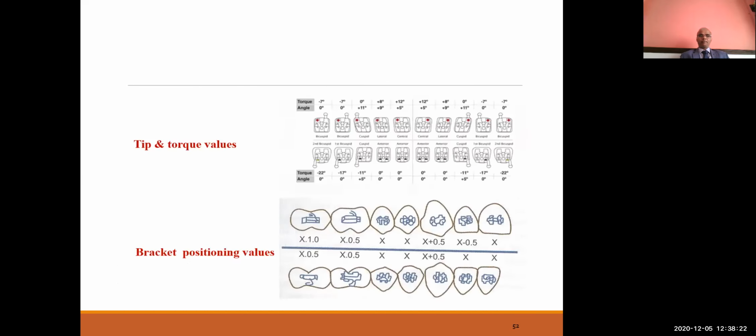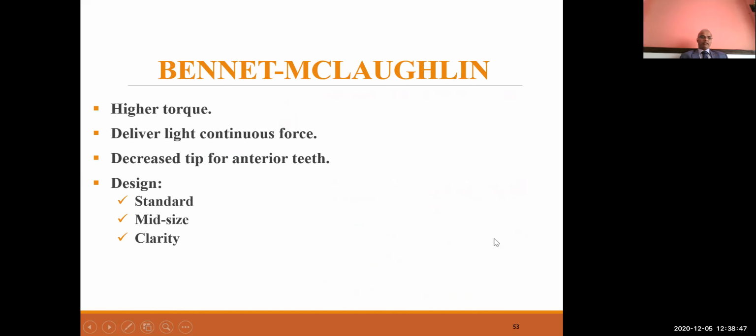So these are the tip and torque values of upper and lower teeth, and these are bracket positioning values. These are based on the position of the premolars, which are positioned in the centers, and these are the reference for the placement of the other brackets. Then the next appliance is Bennett McLaughlin.